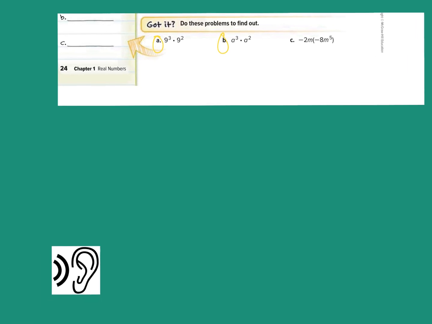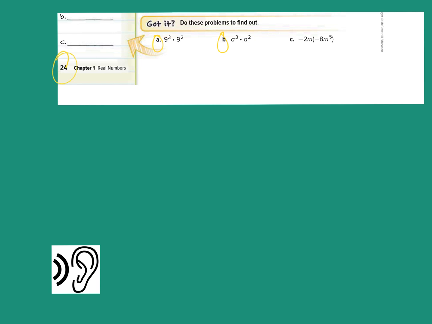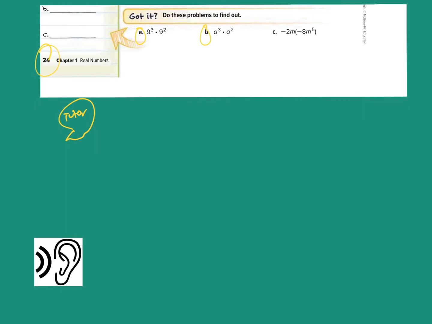And then the last thing we're going to take a look at really quick is 3 very quick problems. If you want to see me solve A and B and want me to slow down a little bit, then we can go back and check out some of those examples. Or you can go to your math book, page 24, and look at those purple tutor buttons. Those are all clickables. Those are all walkthroughs of different examples too.